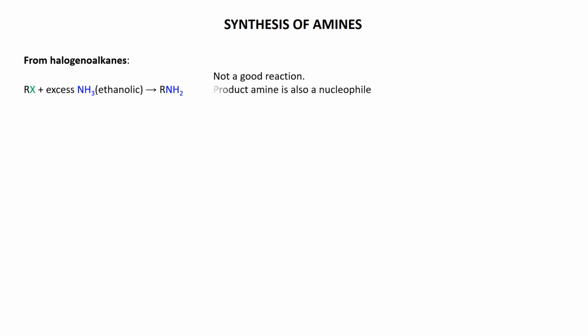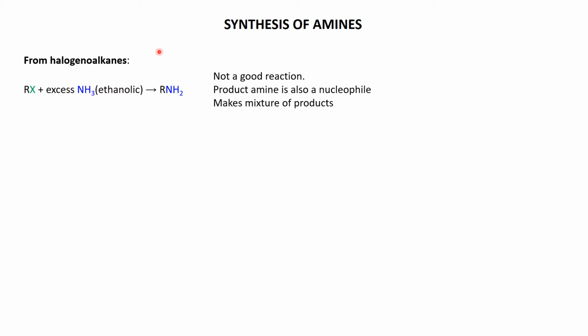Because this product here, the amine itself, has a nitrogen with a lone pair on it. That makes it a nucleophile. And so what can happen is you start getting a mixture of products, as some of your products, when you make them, go back and start attacking other molecules of the halogenoalkane. The nitrogen with its lone pair is not the only nucleophile there. So you make a mixture of products.